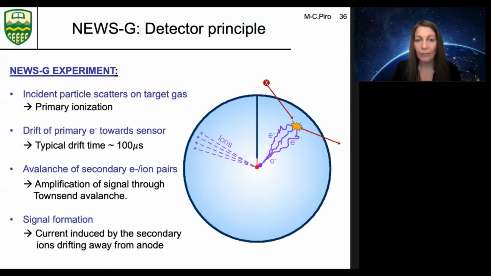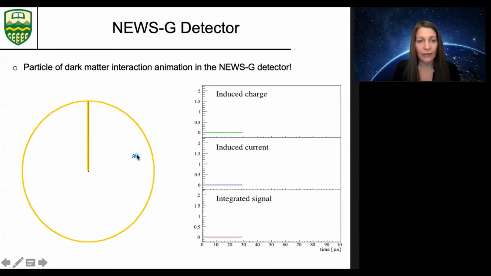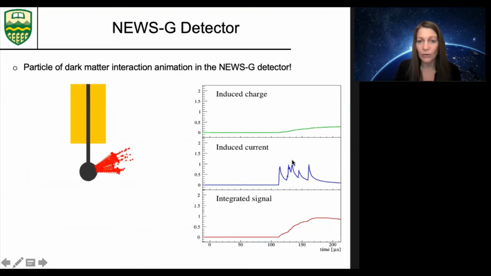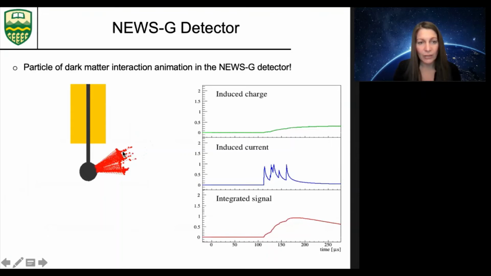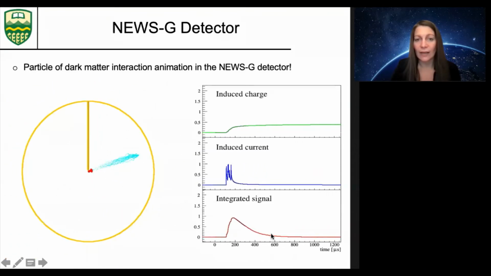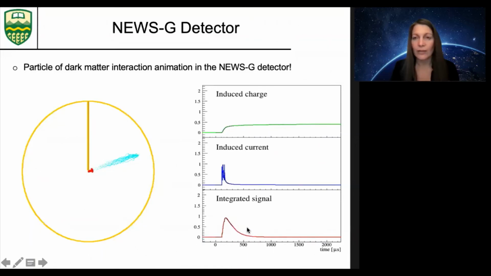So here we have prepared a nice animation of how it works. You have an interaction of particles, the electrons drift toward the sensor. You see at the same time you have an induced current. And as the ions are drifting, you can integrate the signal, and you have the charge here that you can collect, all the signal, and then analyze it for the data. So it's a real and nice project.